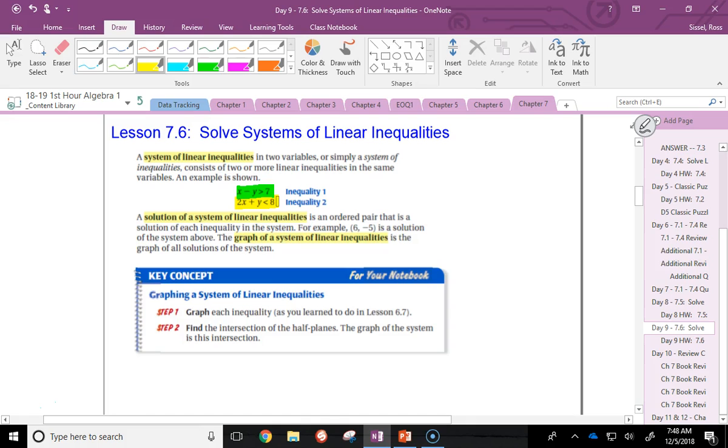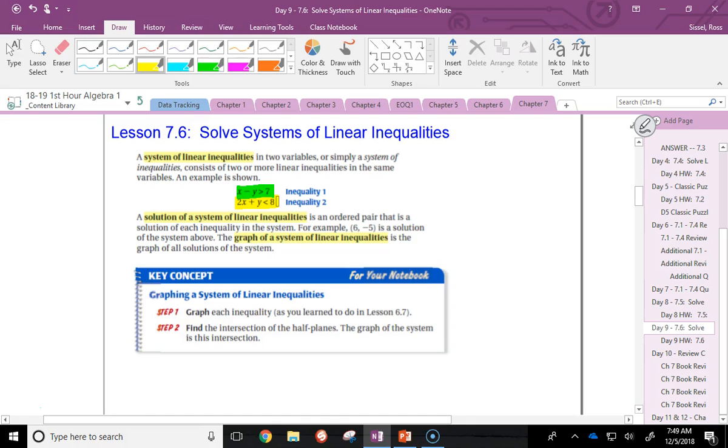A solution of a system of linear inequalities is an ordered pair that is a solution of each inequality in the system. For example, 6, negative 5 is a solution to the system above. So like we did before, if we found where they cross, then that's a solution. That could be an answer.